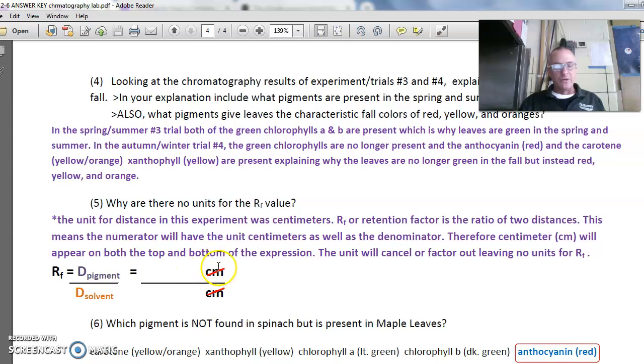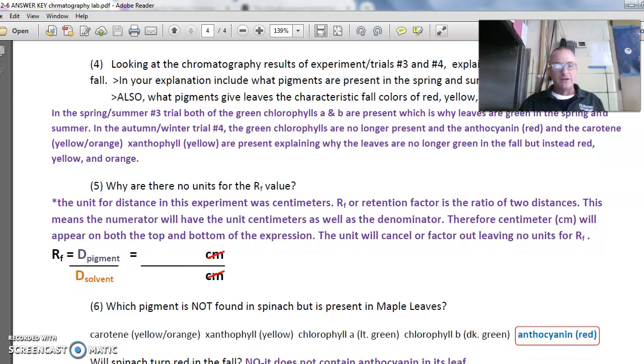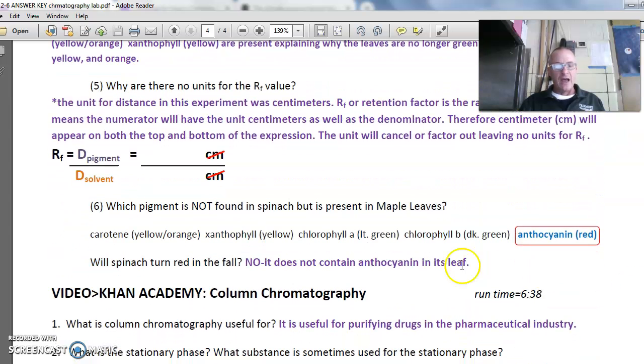So we had a number with centimeters as a unit on the top, and a number with centimeters unit on the bottom. Those two units canceled out. So RF value is just the ratio of how far the color traveled, or the pigment, divided by how far the solvent traveled. The units cancel out.